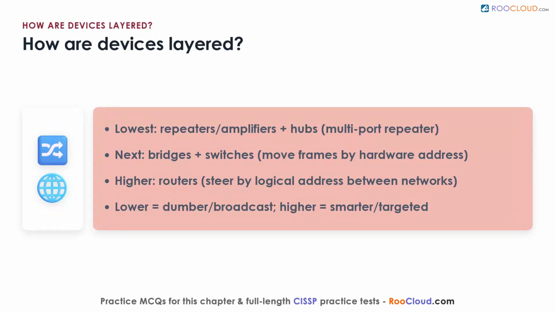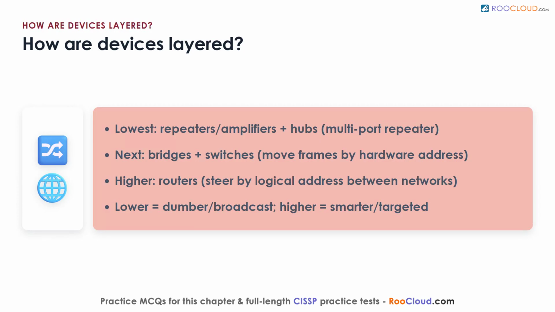What do the core network devices do, and how are they layered? They map neatly onto the lower layers of the reference model. At the lowest layer sit signal boosters, repeaters, concentrators, and amplifiers, plus the hub, which is really just a multi-port repeater. One layer up work bridges and switches, which move frames by hardware address, with switches able to carve out separate segments. At the next layer up sit routers, steering traffic by logical address between networks.